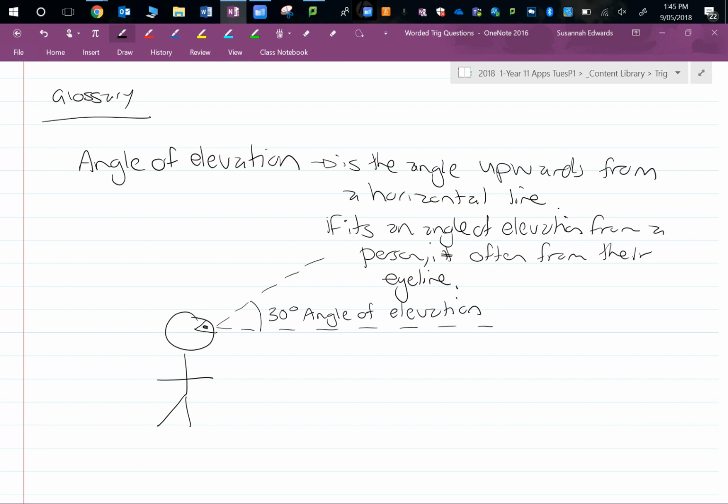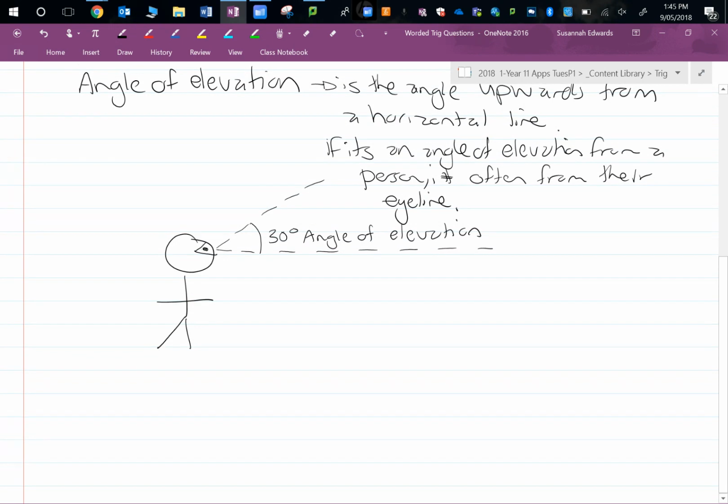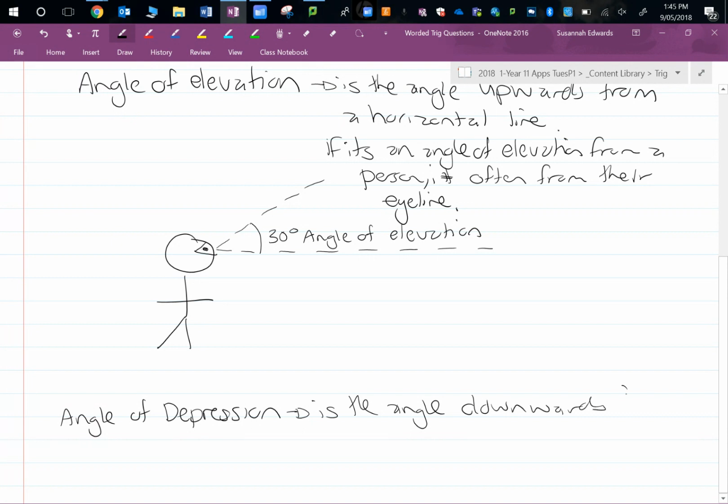You okay with that? Now, the one which people have trouble with is an angle of depression. What do you think that means? Downwards from a horizontal. Okay, and this is where a lot of people decide it's actually from the ground upwards or something like that. It's from a horizontal downwards. So angle of depression is the angle downwards from a horizontal line.